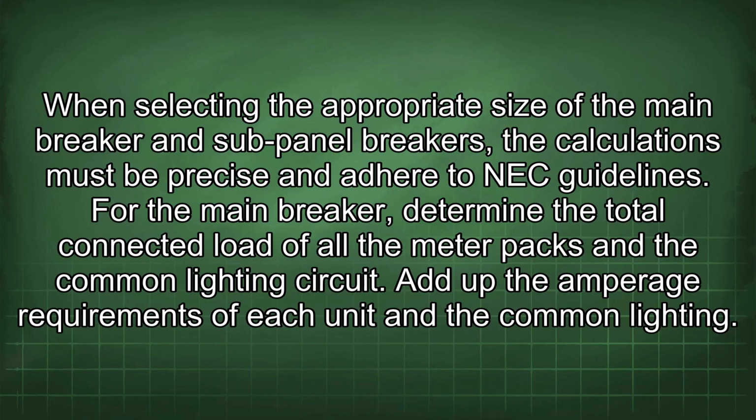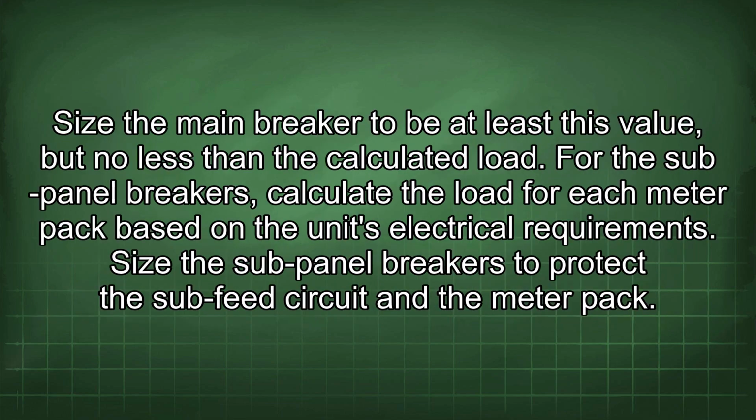For the main breaker, determine the total connected load of all the meter packs and the common lighting circuit. Add up the amperage requirements of each unit and the common lighting. Size the main breaker to be at least this value, but no less than the calculated load. For the sub-panel breakers, calculate the load for each meter pack based on the unit's electrical requirements. Size the sub-panel breakers to protect the sub-feed circuit in the meter pack.